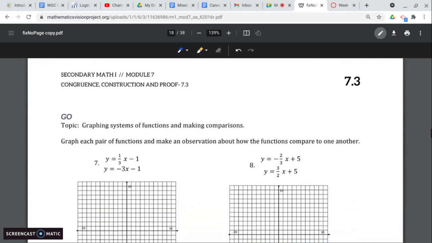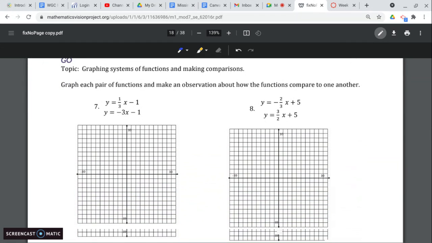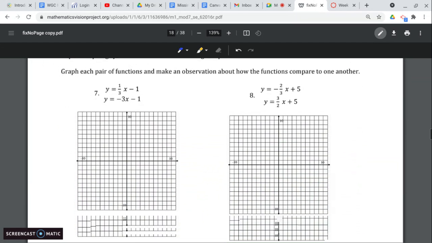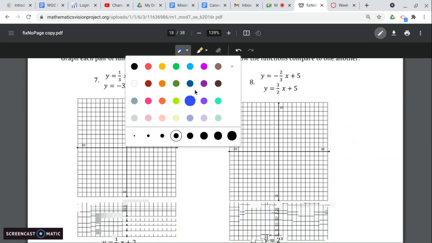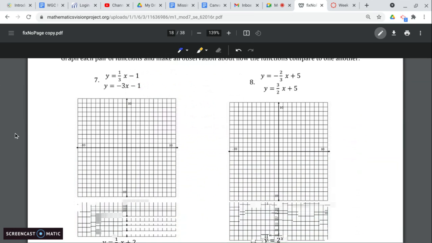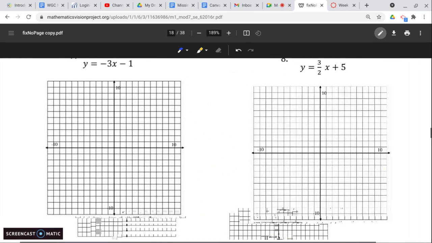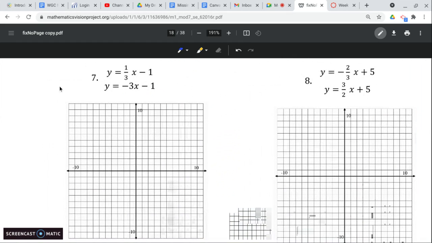All right, our last section, graphing systems of functions and making comparisons. So we want to graph each pair of functions and make an observation about how the functions compare to one another. So number 7, we have y equals 1/3 x minus 1. So make this bigger. Our y-intercept is -1 on both of these, so we're going to start right here at -1.